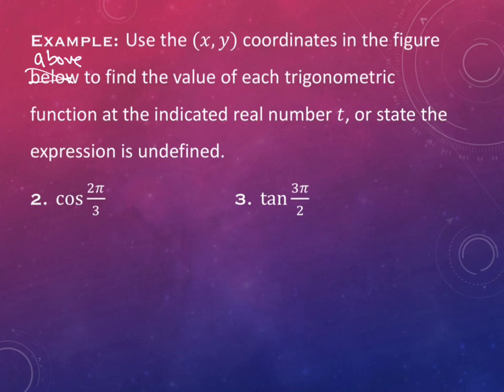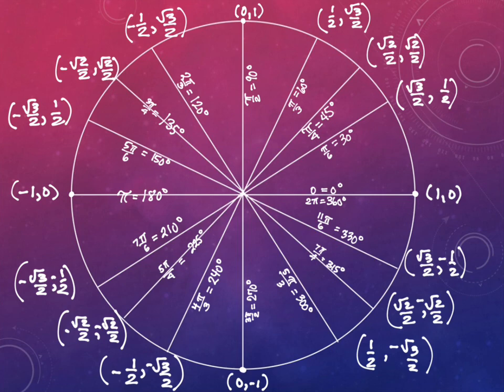To find the value of each trig function at the indicated real number t, or state the expression is undefined. So the angle that they're talking about is this t. So this is the angle t that they're referring to. They use thetas a lot of times, and your book uses t's a lot of times, okay? So cosine of 2 pi over 3. Well, we come back over here, we find 2 pi over 3. It's right here, right? This is 2 pi over 3, and this is the ordered pair associated with it.